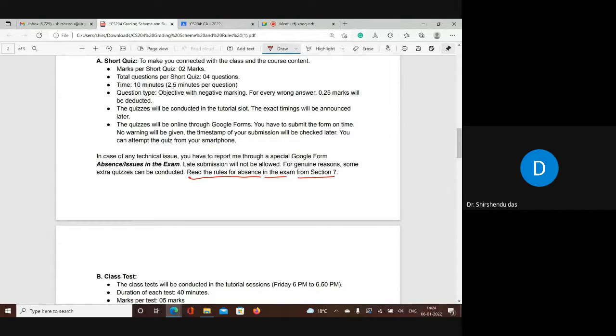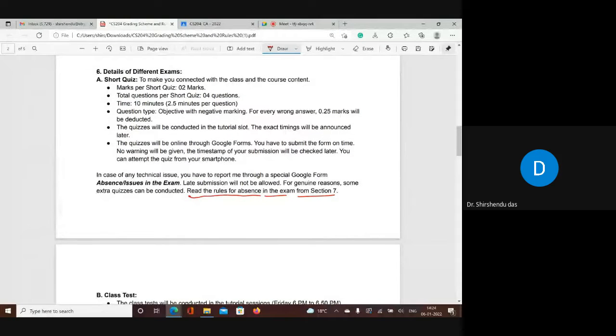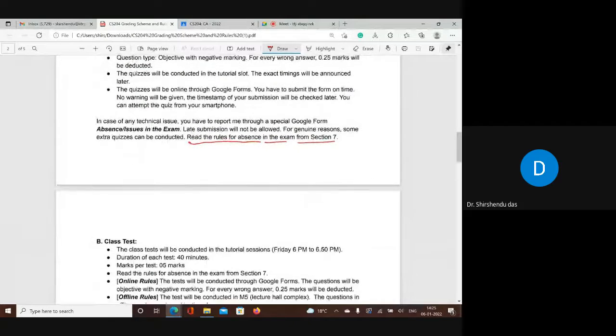I hope the concept of the short quiz is clear. Also, the document that I'm showing now will be uploaded in Google Classroom today only. I request you to read this document line by line, because it is very important. Maybe I am missing something in this lecture, but whatever is written in this document will be followed. So read this document once. Okay, the short quiz is clear, I think.